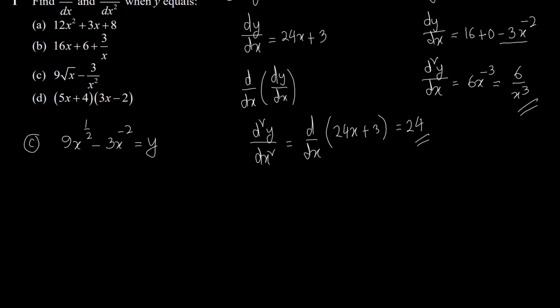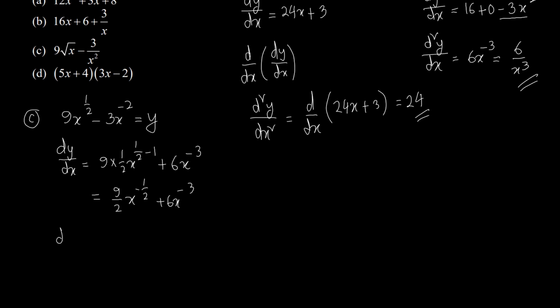So if we do the first derivative, dy by dx, we need to write 9 into half, and from the power we are going to subtract 1, so half minus 1, then minus 3 times minus 2 gives plus 6 x to the power minus 3. So for simplification, you can write one more line, 9 by 2 x to the power half minus 1, which is minus half, then plus 6 x to the power minus 3.